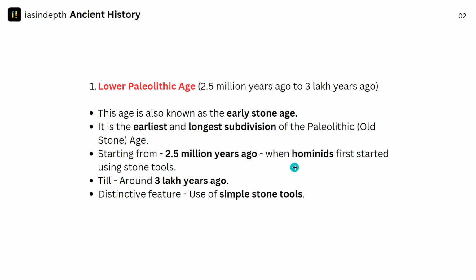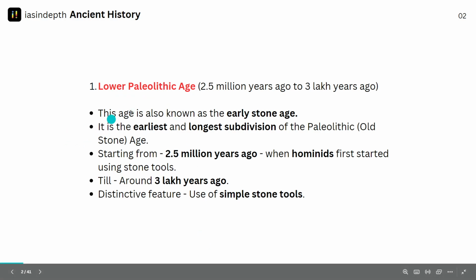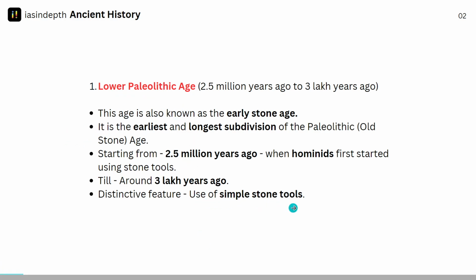It is so because at this period, 2.5 million years ago, hominids first started to use stone tools. Hominids were early human beings, or the predecessors of Homo sapiens. Now, it starts from 2.5 million years ago and ends around 3 lakh years ago. And the distinctive feature of this age is the use of simple stone tools.